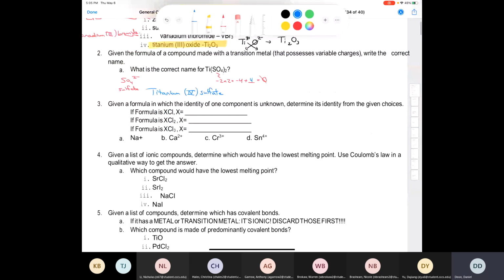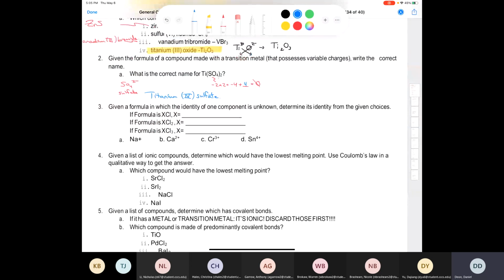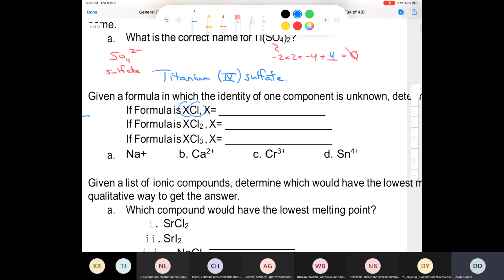All right, number 3, if you're given a formula in which the identity of one component is unknown, determine its identity from the given choices. So we have these choices. We have sodium, calcium, chromium, and tin. If you have XCl and there's only one chlorine, well, you know that chlorine, when it's chloride, has a -1 charge. So if we have -1 here, that means we have +1 here. And so this would be the sodium cation.